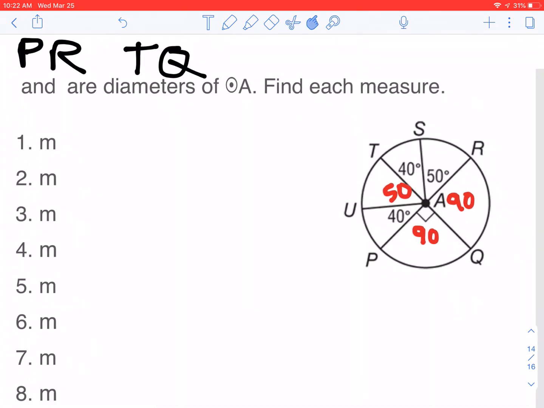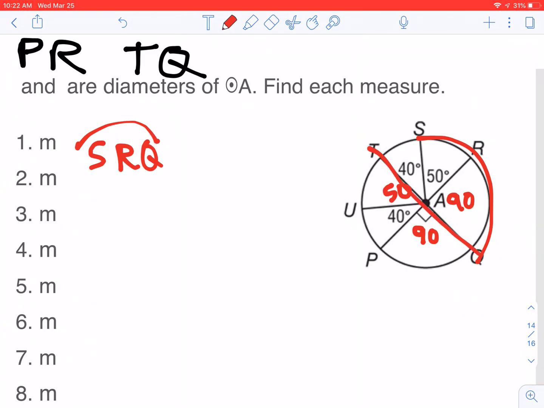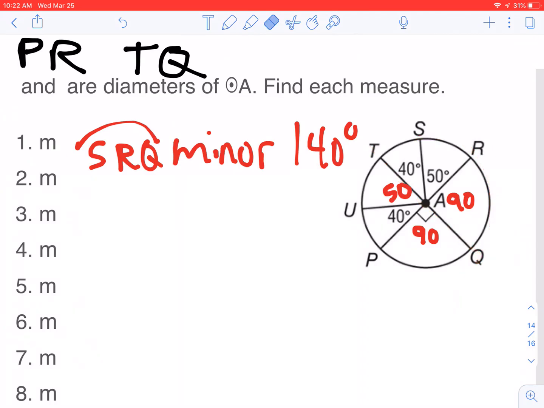Okay? Let's do arc SRQ. We can see that, if I draw my line here, that's less than half. So we know it's a minor. We add up 50 plus 90 and we get 140. Now we're going to erase those.